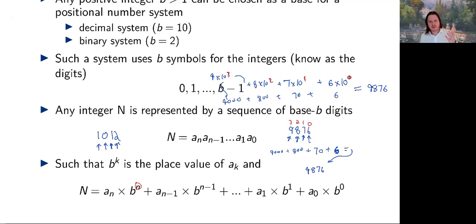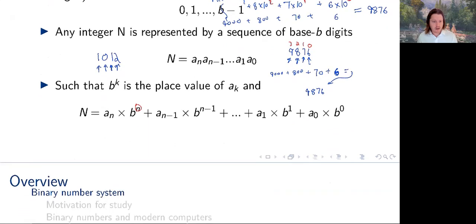So we can think about any of these digits within this number, 9876, and its contribution to the overall number by raising the base to its position. So again, that's what we showed here.